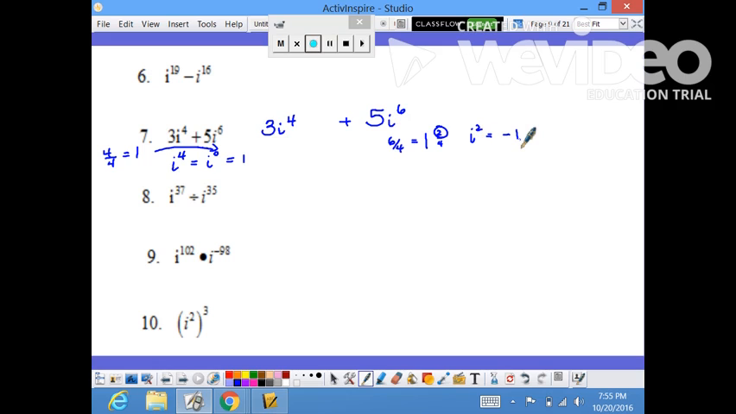So let's go ahead and substitute. We're going to substitute 3 times what we said i to the power of 4 is, which is 1, plus 5 times negative 1. 3 times 1 is 3. 5 times negative 1 is negative 5. 3 minus 5 is negative 2.